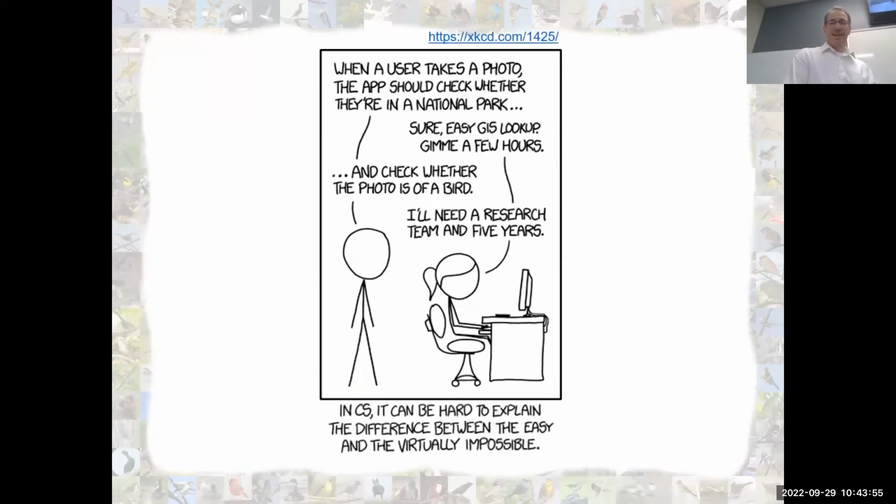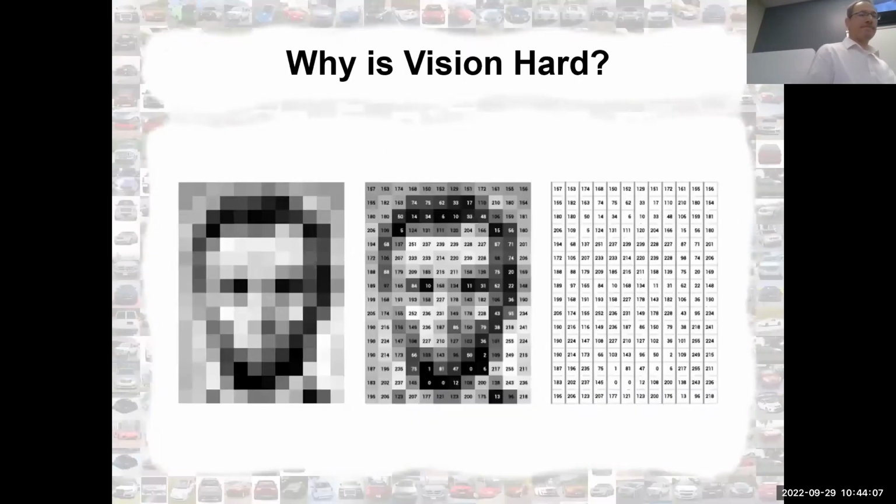So computer vision started back in the 60s, and it's been a challenging problem ever since. We've made a lot of progress in recent years, but some things will help you appreciate why something that's so easy for us as humans is challenging for a computer.